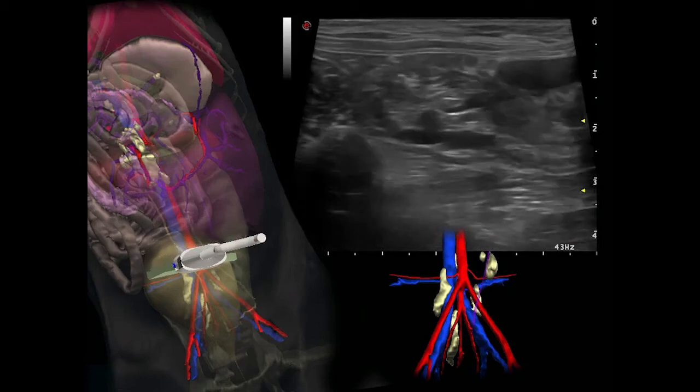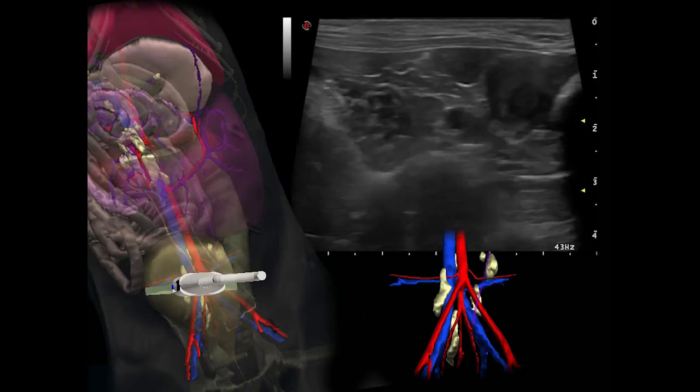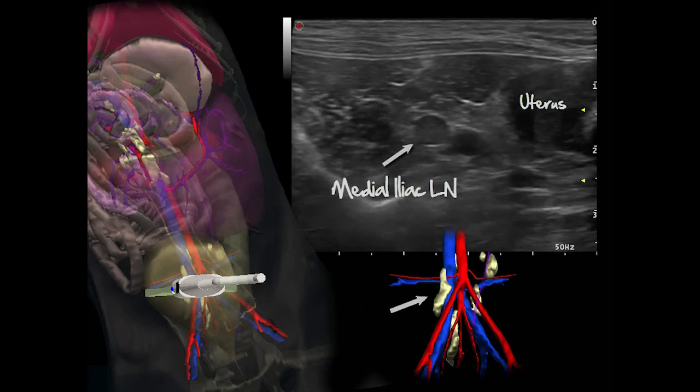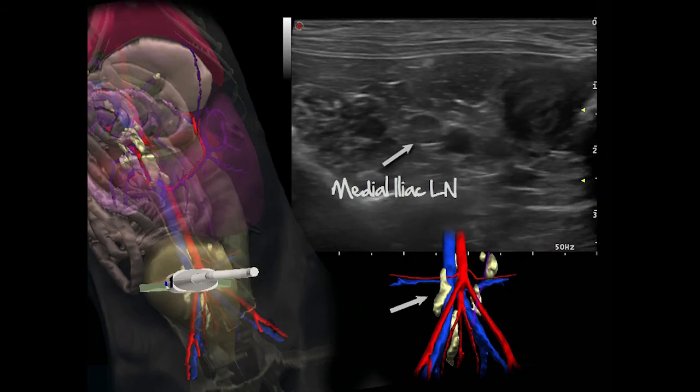Moving the probe caudally but still in the transverse plane, our attention moves to the left and right of these vessels in order to identify the medial iliac lymph nodes, which are generally apparent in normal dogs, especially on the right side.